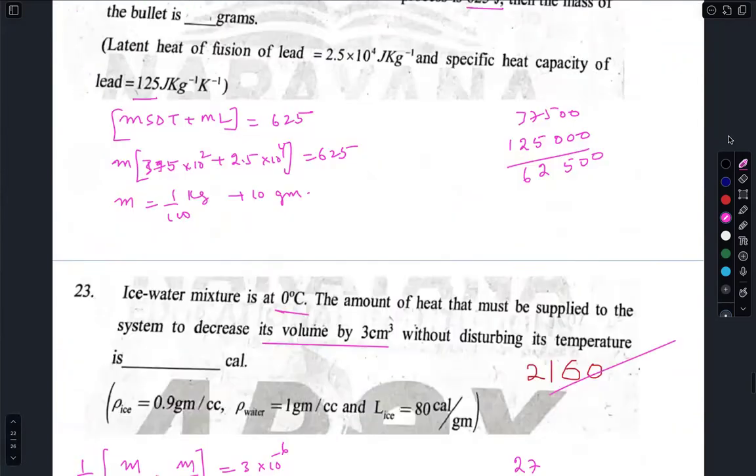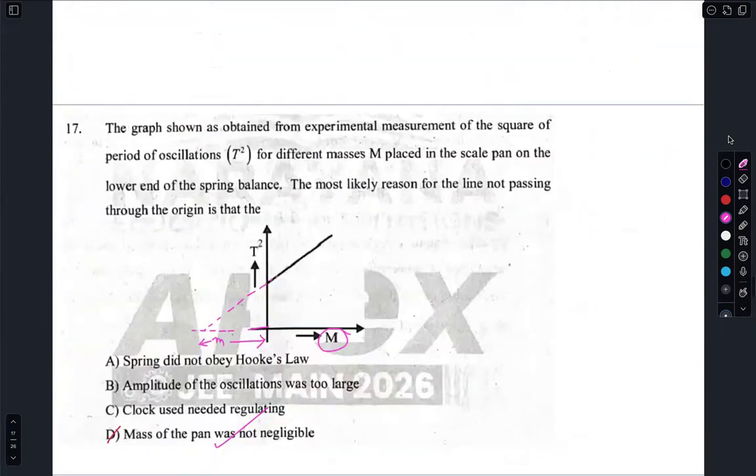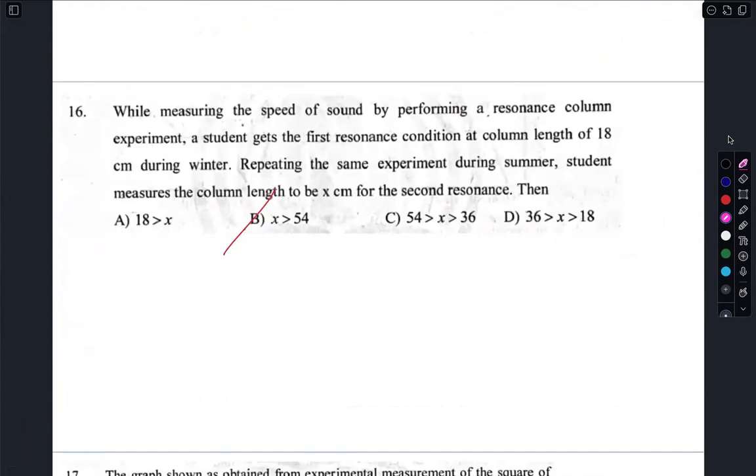1, 2, 3, 4, 5, 6 done, 7 done, 8 done, 9 done, 10 I need to do. While I work on these balance questions: while measuring the speed of sound by performing a resonance column experiment, a student gets the first resonance condition at a column of 18 centimeter during winter.